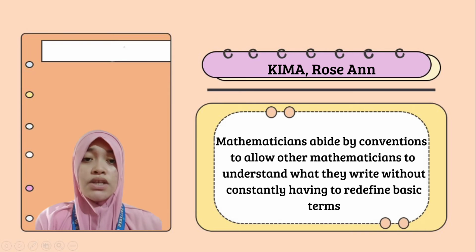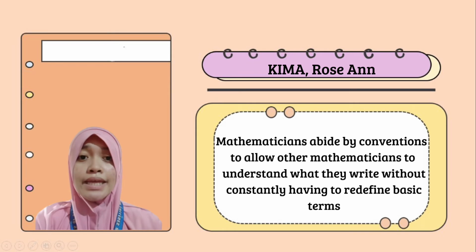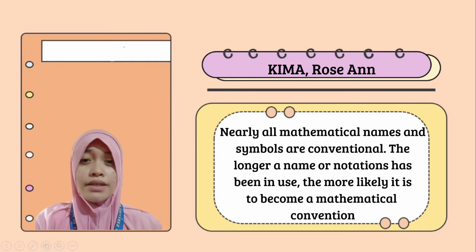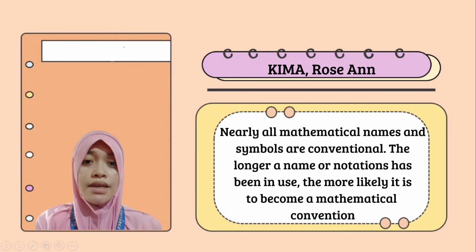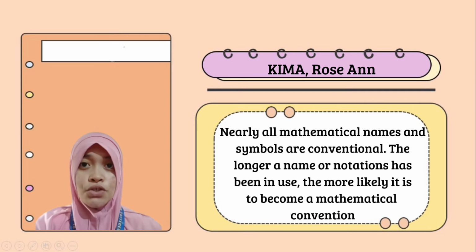Mathematicians abide by conventions to allow other mathematicians to understand what they write without constantly having to redefine basic terms. Nearly all mathematical names and symbols are conventional. The longer a name or notation has been in use, the more likely it is to become a mathematical convention. Unfortunately, some notational questions stubbornly refuse to develop conventional solutions, usually because two or more competing conventions achieve widespread usage.